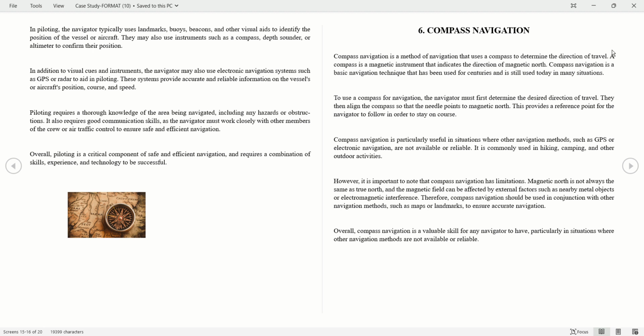Compass navigation is a method of navigation that uses a compass to determine the direction of travel. A compass is a magnetic instrument that indicates the direction of magnetic north. Compass navigation is a basic navigation technique that has been used for centuries and it can be used in many situations. However, it is important to note that compass navigation has limitations. Magnetic north is not always the same as true north, and the magnetic field can be affected by external factors such as nearby metal objects or electromagnetic interference.